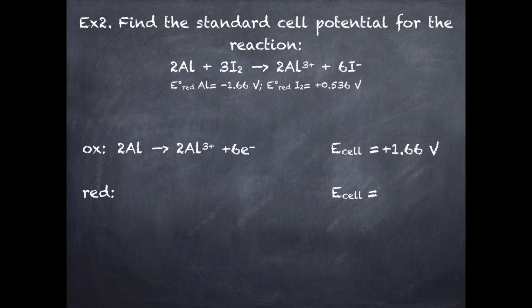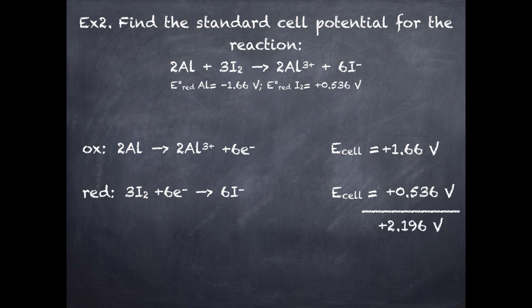For reduction, I've got iodine, I2, which has no overall charge, becoming 6 I-. Again, I need to make sure my charges are balanced, which means I need to add 6 electrons to my reactant side. I have the reduction potential for iodine already. It's +0.536, so I'm going to keep it as that. To determine the cell potential for this overall reaction, you simply add the cell potential for the oxidation and the cell potential for the reduction, and I get +2.196 volts.